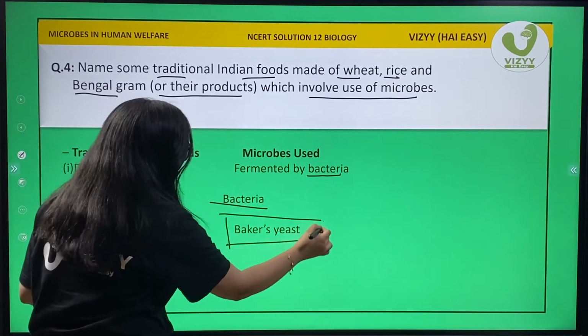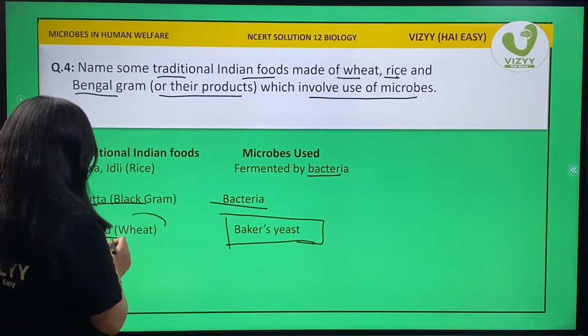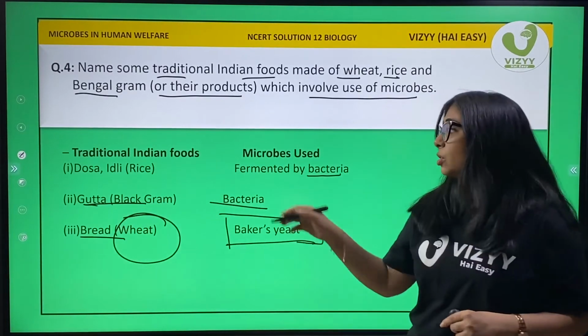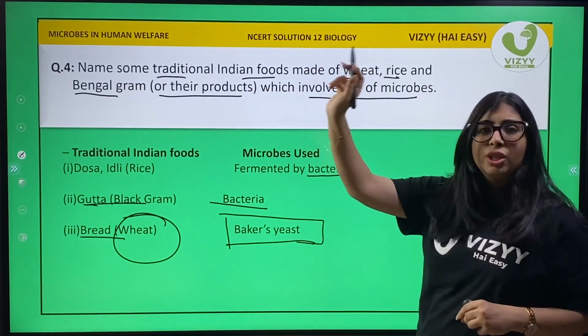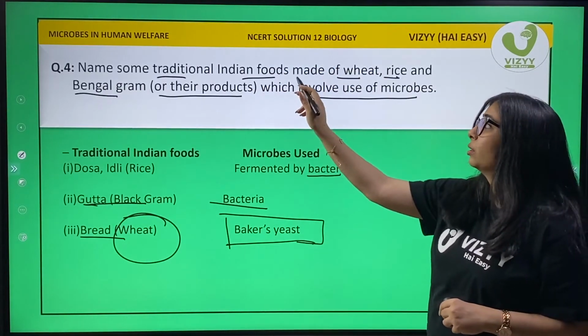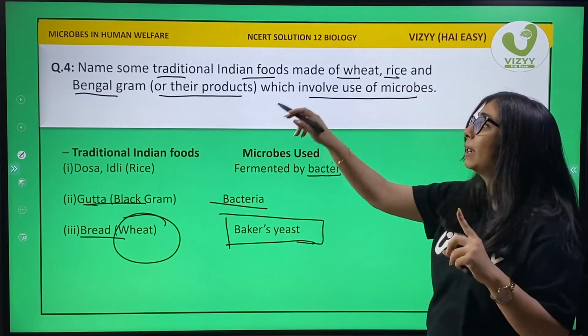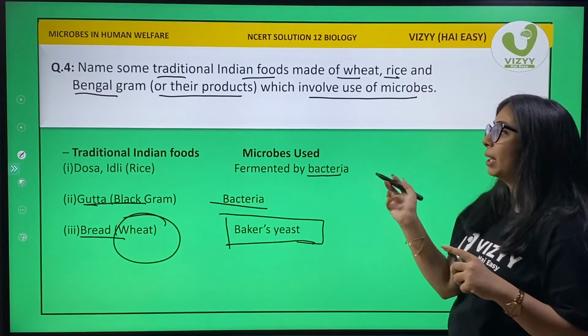So without baker's yeast, your bread won't be fluffy, and bread is made up of what? Wheat or maida. So we just need to name traditional Indian food, which is made up of what? Wheat, rice and Bengal gram, which involves the use of microbes.